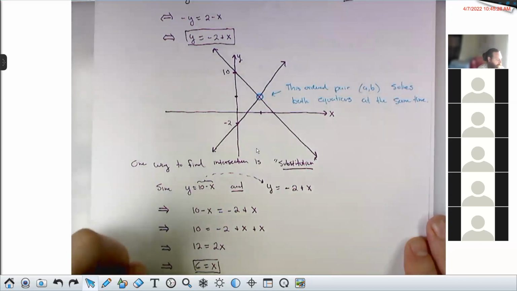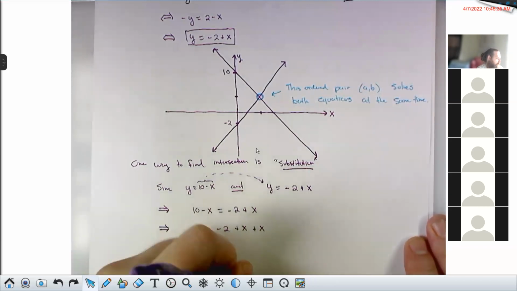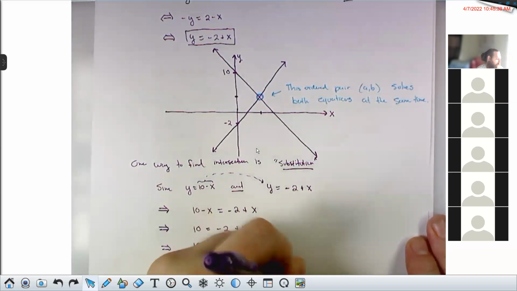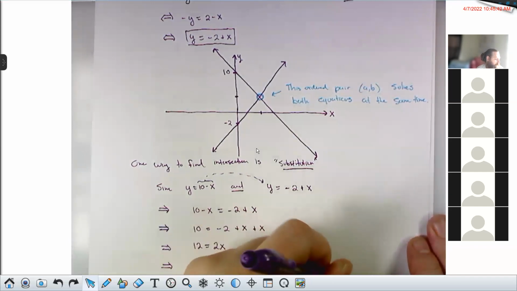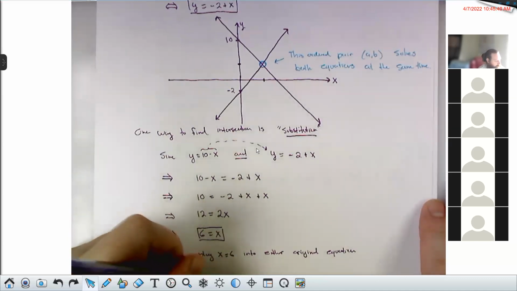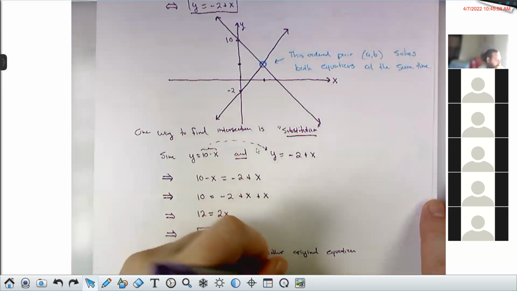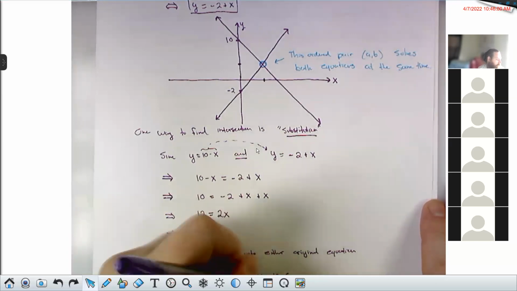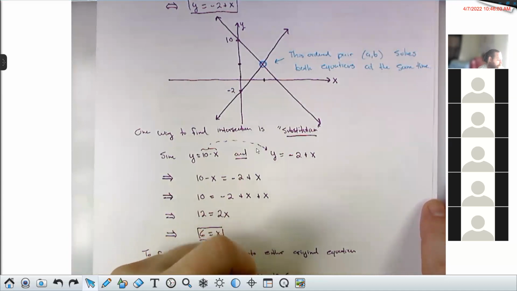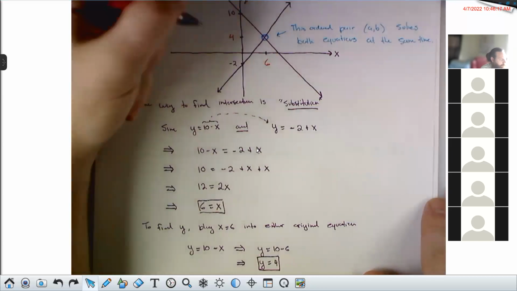And then to find y, I can plug x equals 6 into either original equation. So I'll plug it into y equals 10 minus x. This will become y equals 10 minus 6, which is just y equals 4. Oh, 4, that was what we guessed for the y value. That was actually correct. So in other words, this ordered pair here is the ordered pair (6, 4).